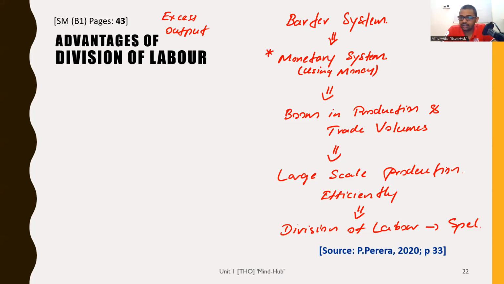Within a pin factory. You know pins, those small things that they make. We attach paper and all that with it. So what Adam Smith did was he went to a traditional pin factory and made an observation there. That observation was he looked at how people make pins. I'm trying to explain the concept of division of labor here.